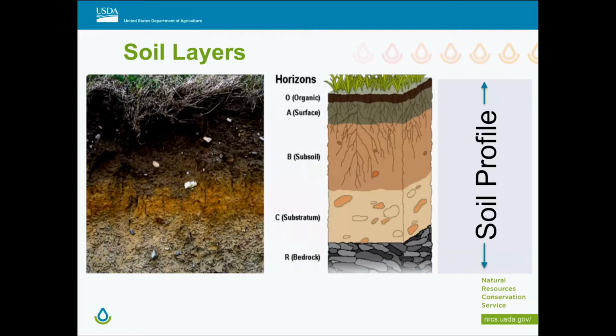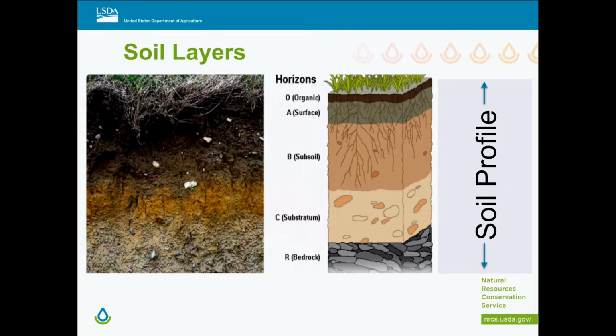Horizons are defined as distinct layers of soil that are parallel or nearly parallel to the soil surface. What makes them different is that their physical, chemical, or biological characteristics differ from the layer above them. In this example, the C horizon has larger rock fragments than the B horizon. The B horizon has more roots than the C horizon.